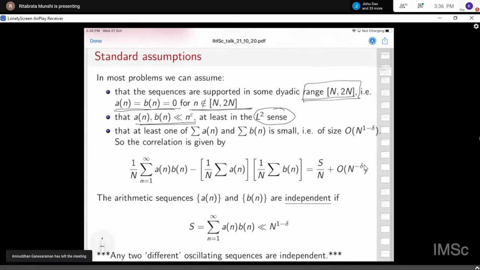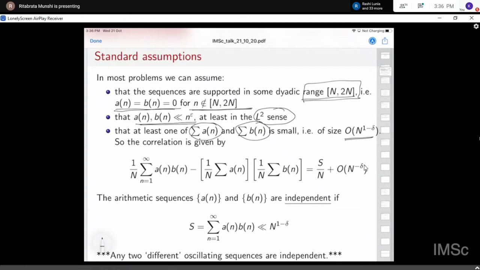And we are also going to assume that one of these sums, the sum of an or the sum of bn, is small. That really means that if you have this size restriction, trivially they are of size N to the power 1 plus epsilon. But we're going to assume that there is some cancellation in one of them, and that it is bounded by N to the power 1 minus delta.